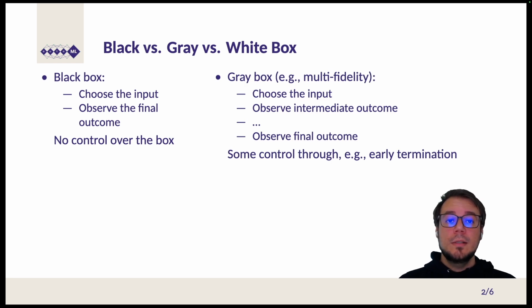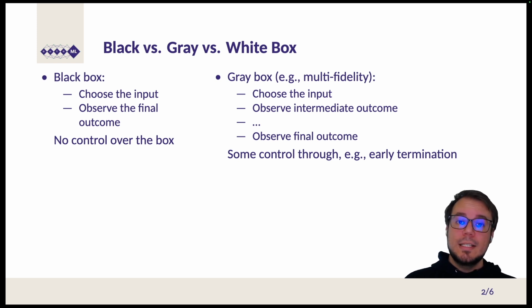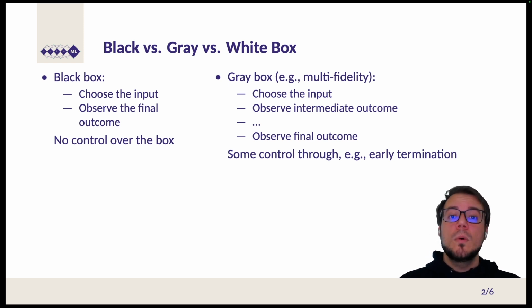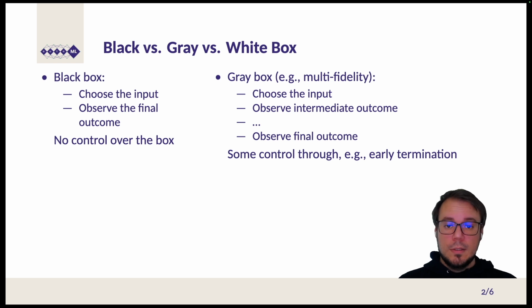In the gray box setting, for example, in the multi-fidelity optimization approach, we choose a single input but observe multiple intermediate outcomes. While we don't have full control over the box yet, we get some control and could, for example, decide to terminate optimization early by observing that we are stagnating in terms of performance after maybe the first intermediate outcome, or we're actually starting to get worse performance again, or something along those lines.